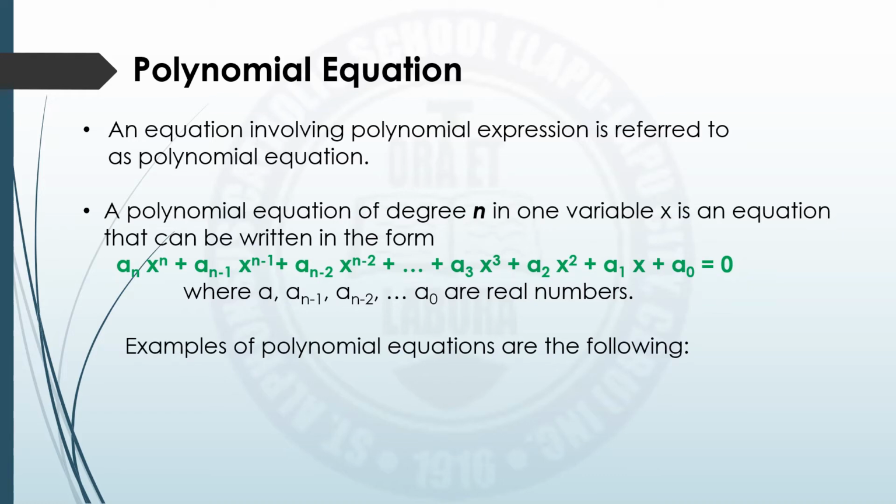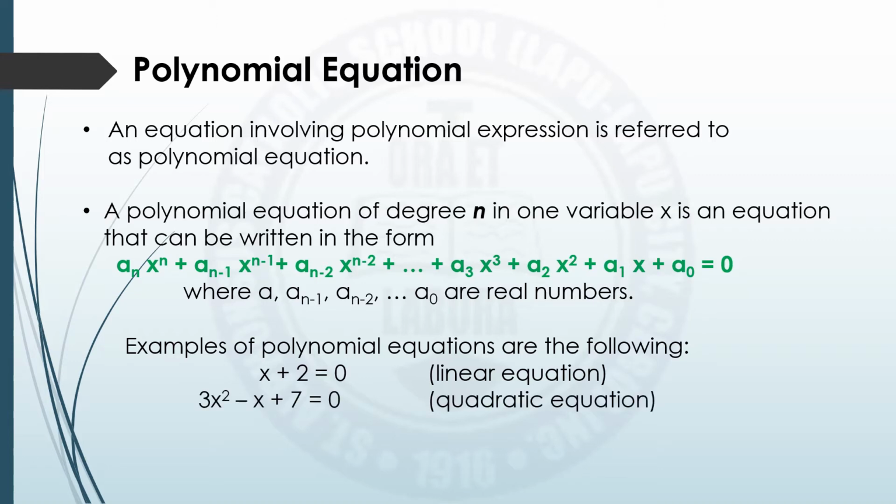These are examples of polynomial equations. x plus 2 is equal to 0 is also known as a linear equation because its degree is considered as 1. We have 3x squared minus x plus 7 equals 0, also known as a quadratic equation because its degree is considered as 2. And we have negative 2x cubed minus x squared plus 1 equals 0, also known as a cubic equation, in which its degree is considered as 3.